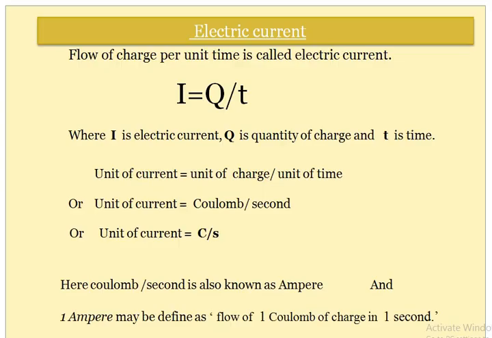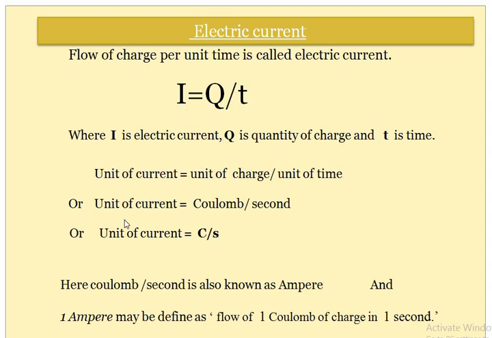So now we shall learn to define electric current. Electric current may be defined as the flow of charge per unit time, or we can simply say flow of charge per unit time is called electric current. If we use symbol I for electric current, Q for quantity or amount of charge, and T for time, then we can get the equation I is equal to Q by T.